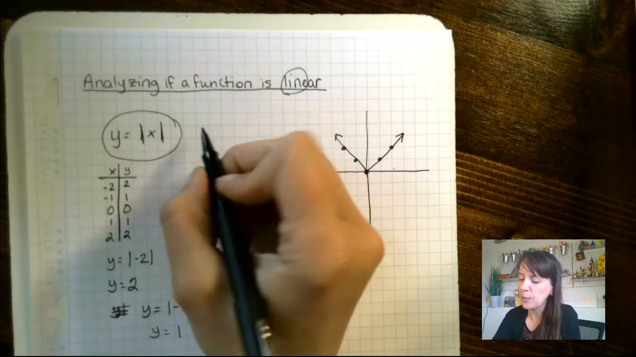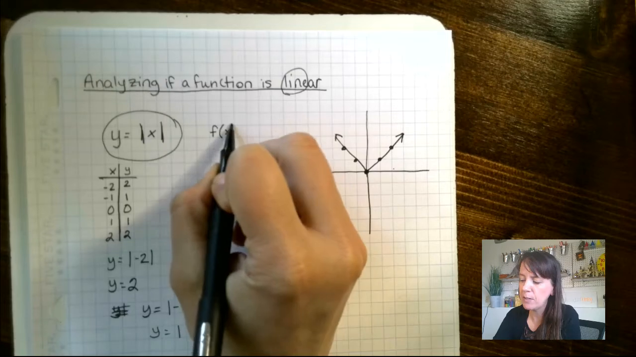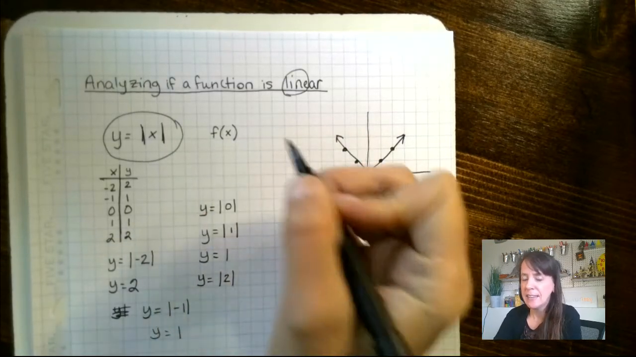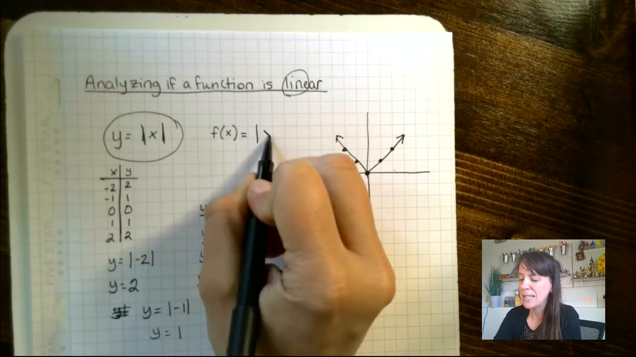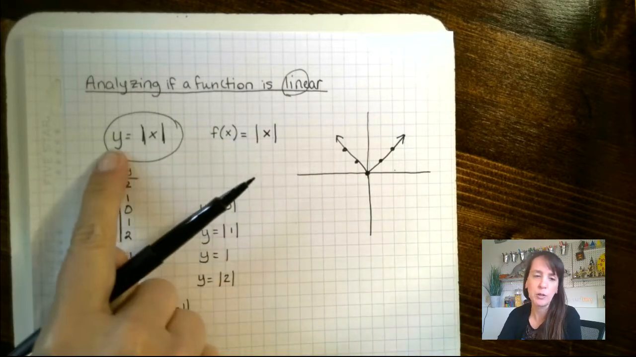Also, one thing too is sometimes you'll see it written like this. If you haven't already learned about function form, the f of x is just a real fancy way of saying y. So you may see the f of x or you may see the y.